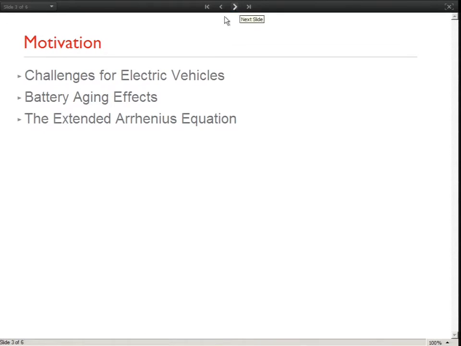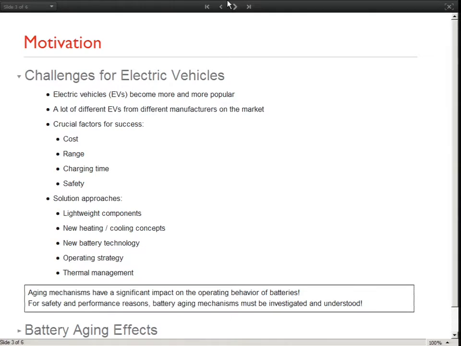So let us begin with the current challenges of electric vehicles. As you might know, I'm as well, like my colleague, from the automotive domain. Due to the increasing environmental awareness of the people, electric vehicles become more and more popular these days. As a proof of this, we can see that there are a lot of different electric vehicles on the market, and each big manufacturer has his own electric vehicles.